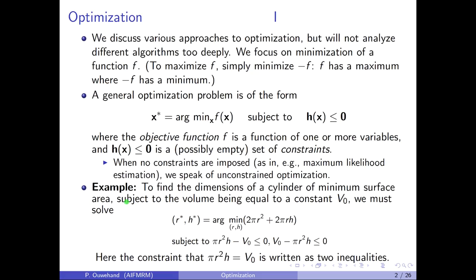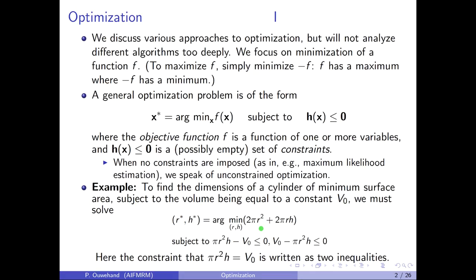Here's an example from elementary calculus. You're required to find the dimensions of a cylinder whose surface area is a minimum, subject to the constraint that the volume is equal to some constant v0. In other words, you have to find the radius and the height which minimize the surface area.